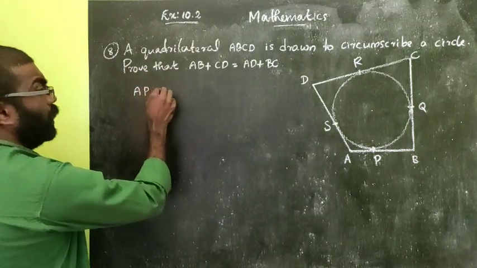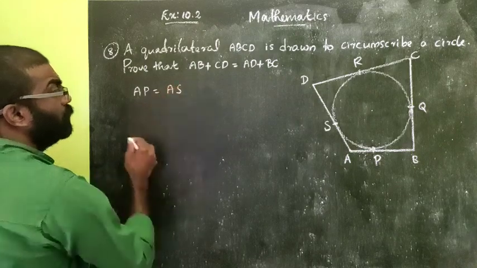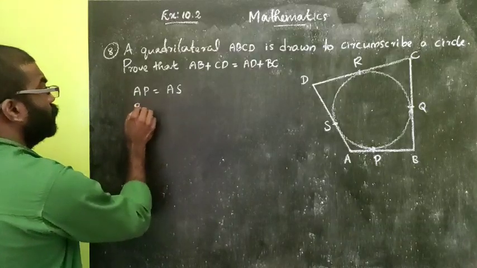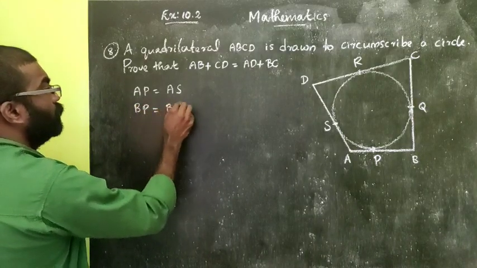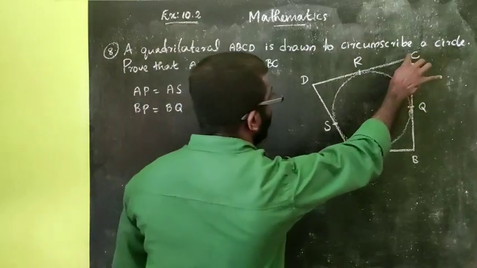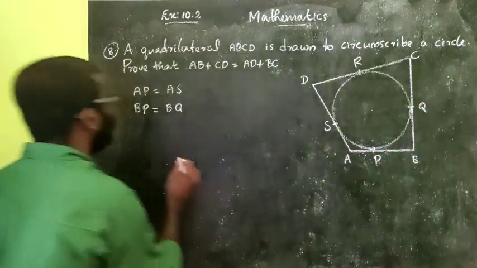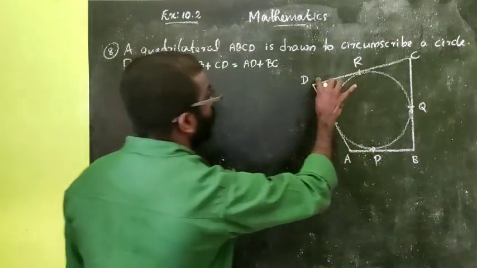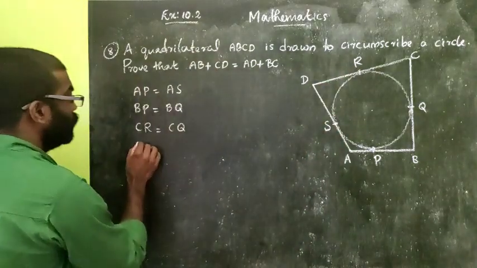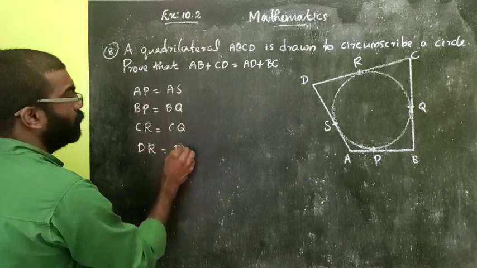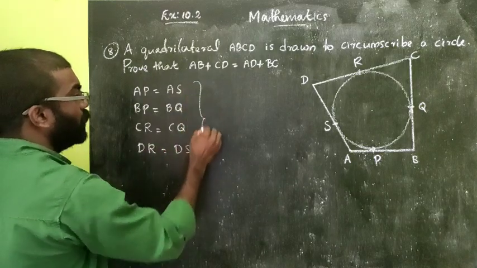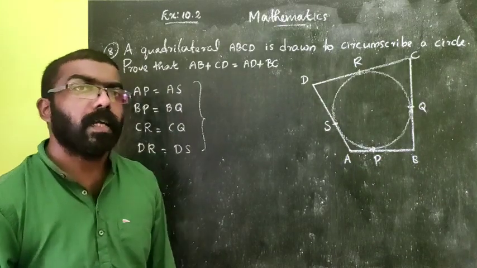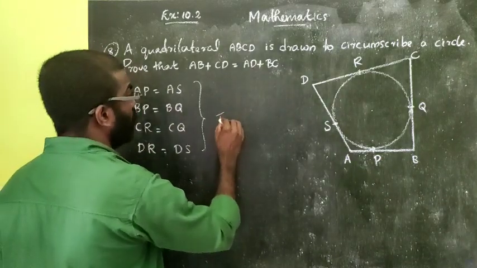AP equal to AS, BP equal to BQ, then CR equal to CQ, DR equal to DS. Reason: the lengths of tangents drawn from an external point to a circle are equal. That is by theorem 10.2.